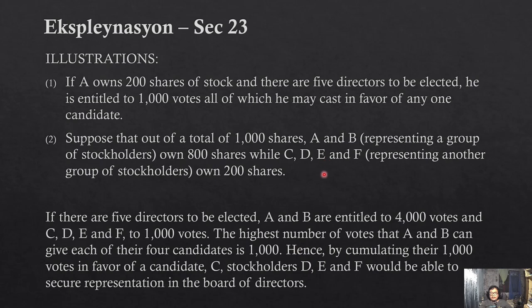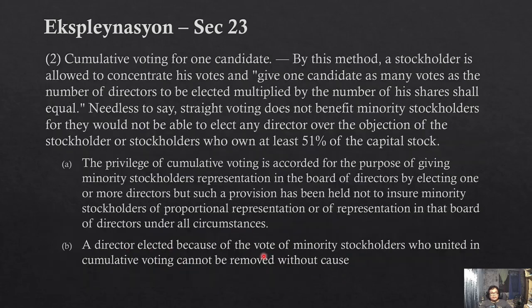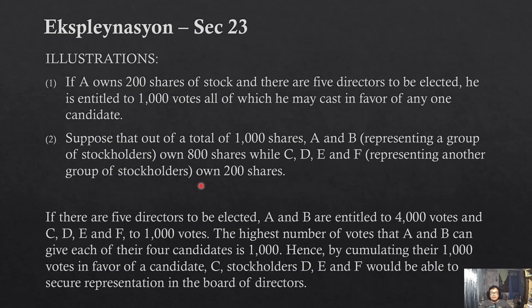Dito naman, sina C, D, E, N, F, pag inaccumulate nila yung vote nila ng 1,000 in favor of a candidate, then itong mga minority stockholders na to would be able to secure a representation in the board of directors. So ganyan, nag-work ang cumulative voting in favor of the minority. Pwede nilang i-combine yung kanilang votes para maka-make sure sila na at least may representation sila sa board of directors. Kawawa naman. May stake rin sila sa company.